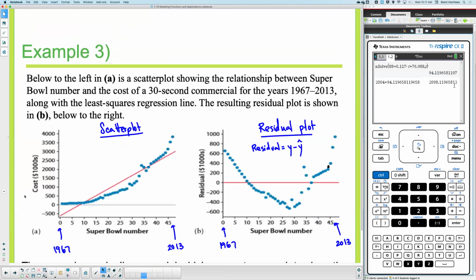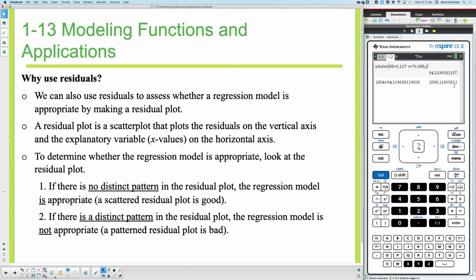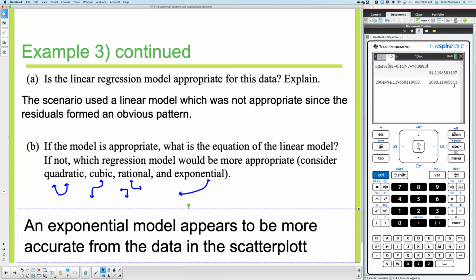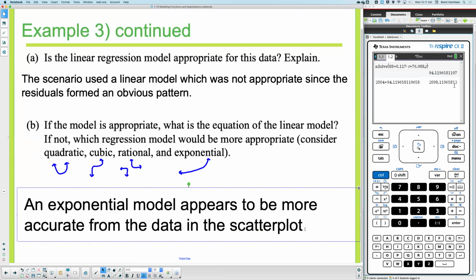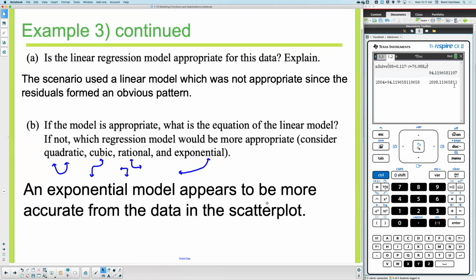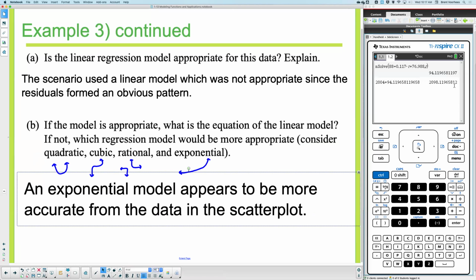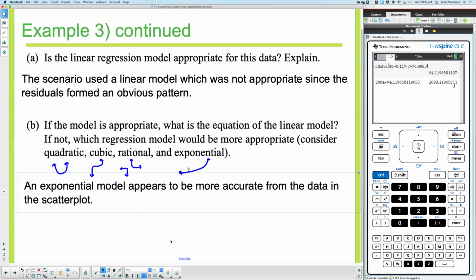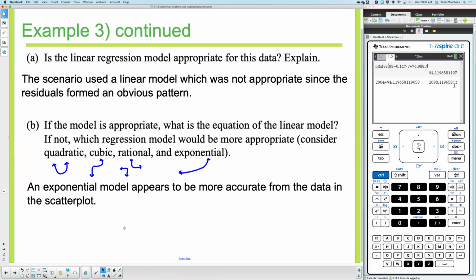Now, I would not know about the residuals because I don't have residuals for an exponential model. The residuals they gave us were for the linear model. I don't know what the residuals for exponential would look like, but I could just say an exponential model appears to be more accurate from the data in the scatter plot. That's all I can say there.